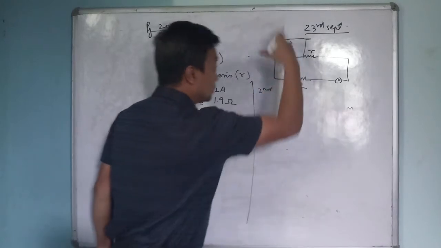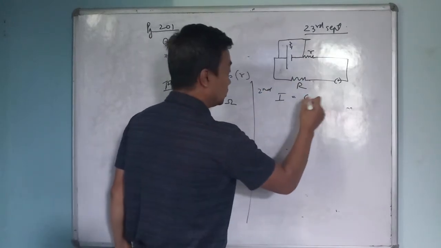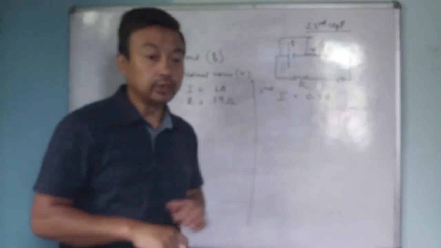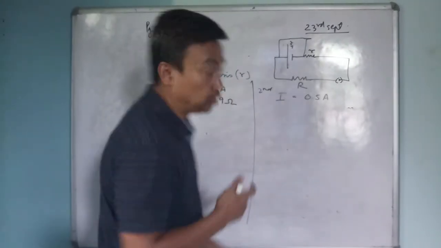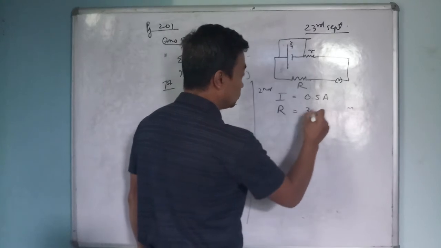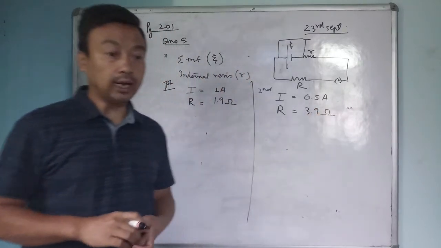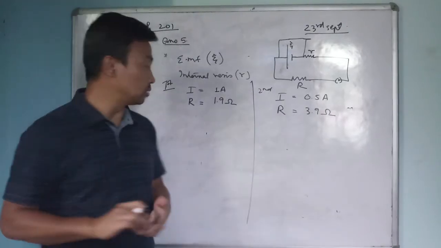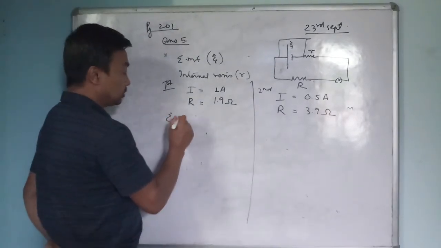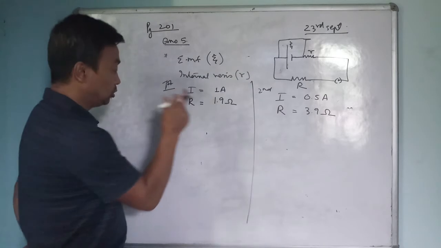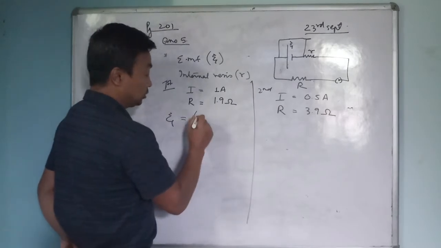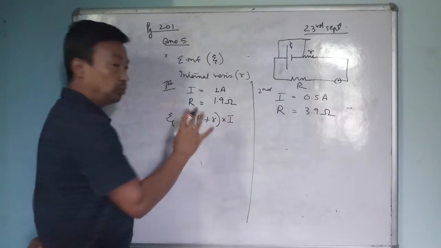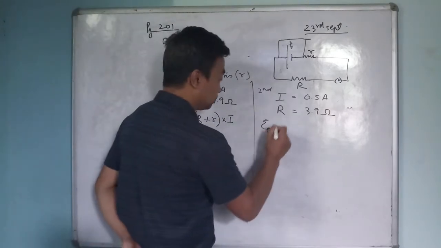And in the second case, the same cell is sending a current of 0.5 ampere and the external resistance of 3.9 ohm. Now you have to find the value of this EMF and the internal resistance. So we know one formula, it's quite simple. The EMF is equal to total resistance into current. So here the total resistance will be external plus internal, into the current I. So in both cases the same formula will be used.